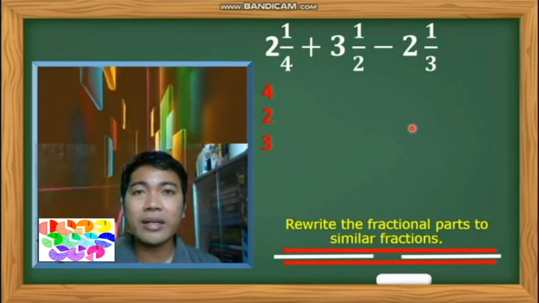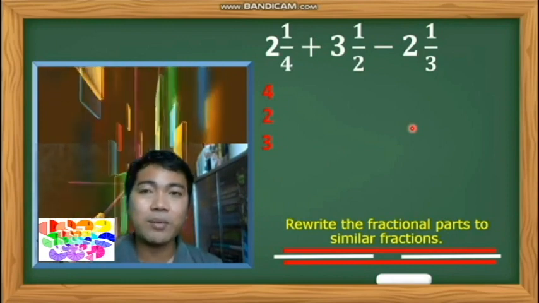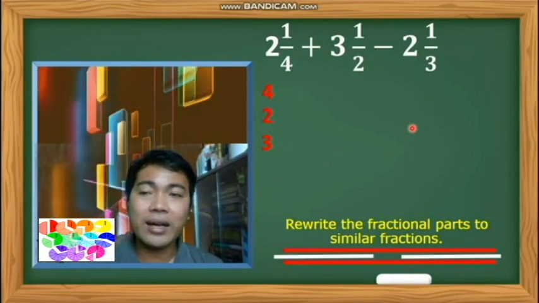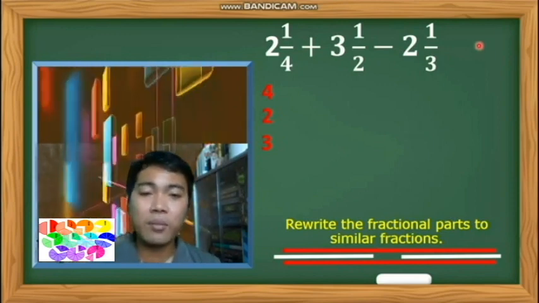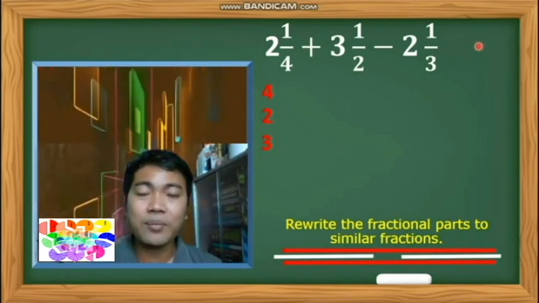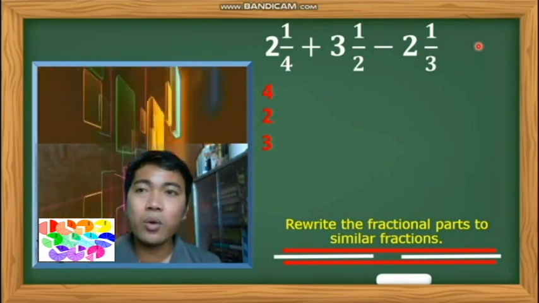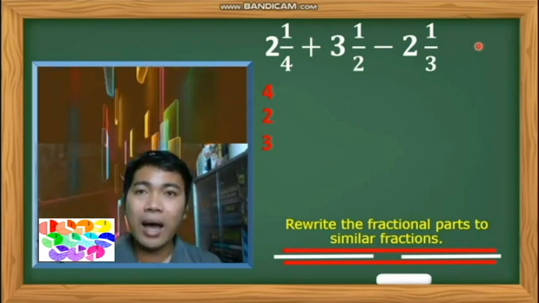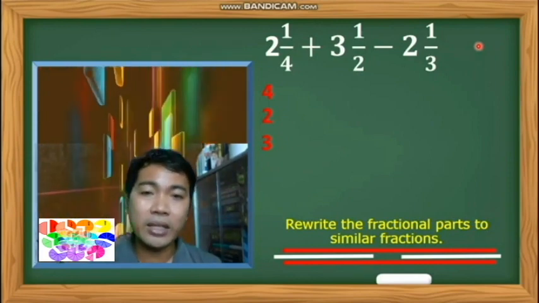Ulitin ko, sa pagkuha ng least common multiple ay mayroong tatlong methods. We have listing method, factor tree, at mayroon din tayong decomposition or continuous division method. Pero sa ngayon, ang gagamitin natin is listing method para maipakita ko sa inyo kung paano natin makuha ang lahat ng products or multiples ng given denominators.